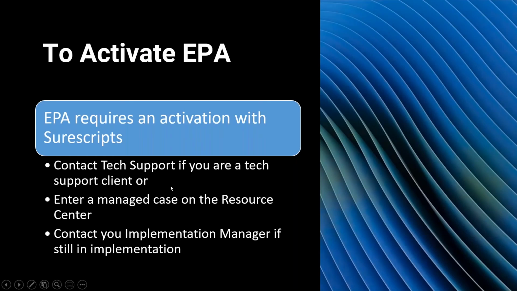To activate your EPA, it requires an activation through SureScripts, so you're going to have to call tech support, or you can put in a managed case on the Resource Center, or if you're still in implementation, you can call your implementation manager and have her set it up.